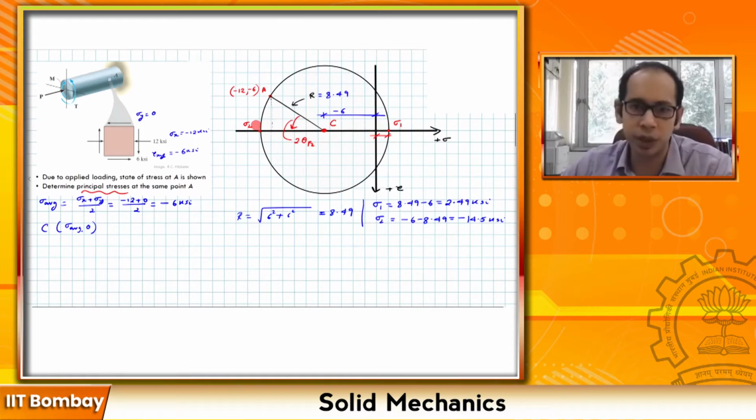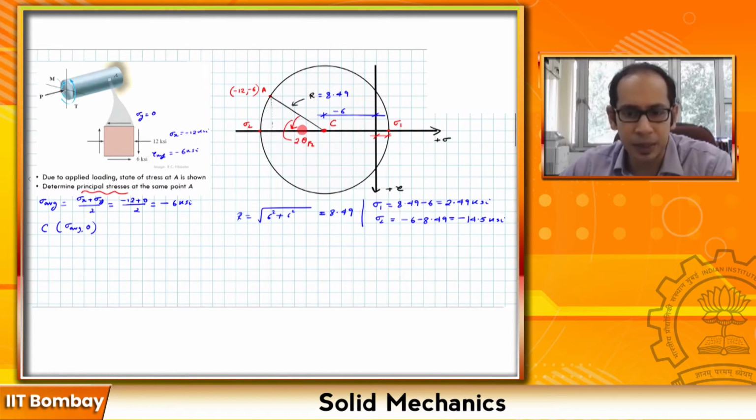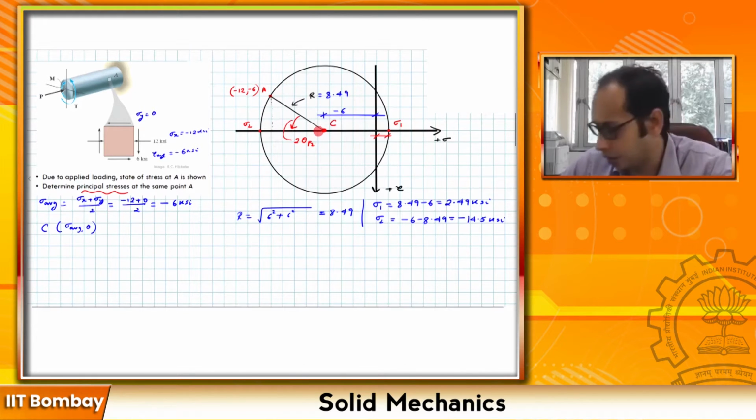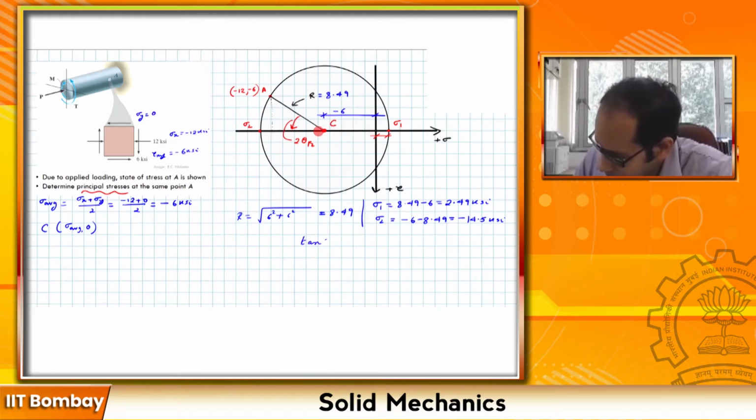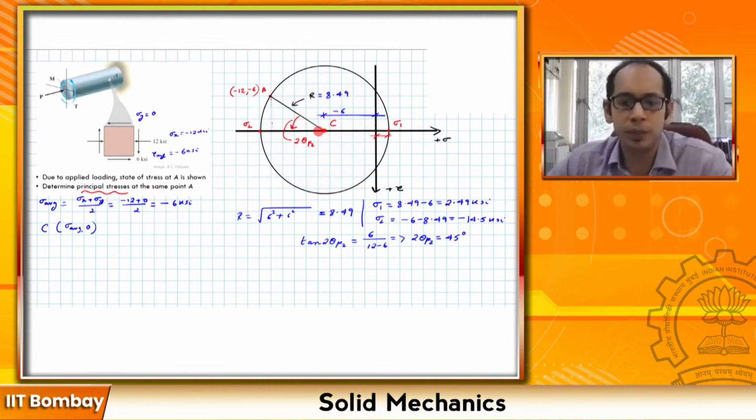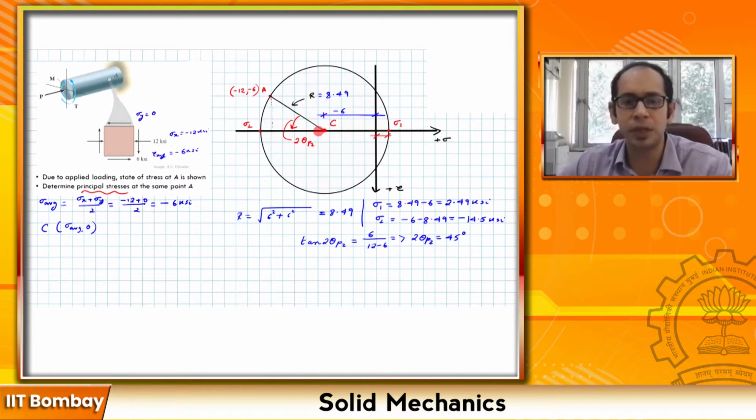So let's go ahead and calculate that. The easiest way to calculate is to take the tangent of this angle, which is this height, that is 6, divided by this particular length that we have over here. That is also 6. We know that one over here. So let's go ahead and calculate. So 2 theta P2 comes out as 45 degrees. That means in the original plane it will be 22.5.